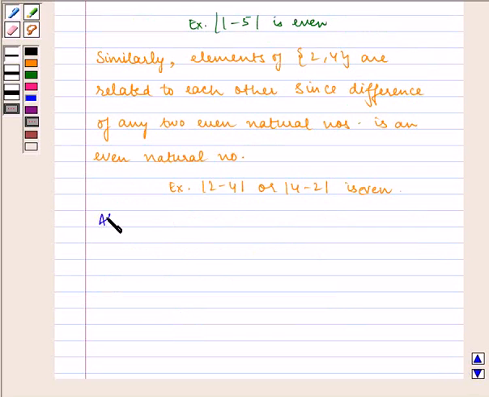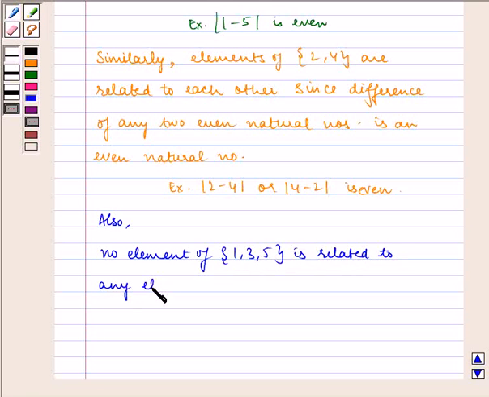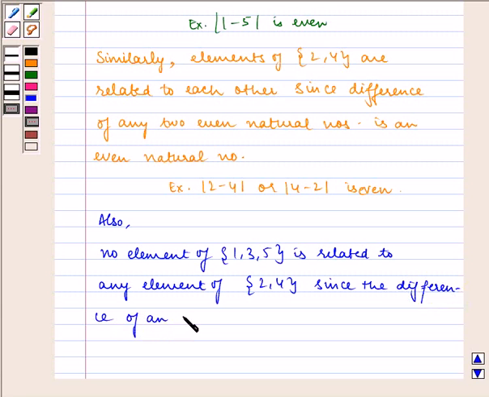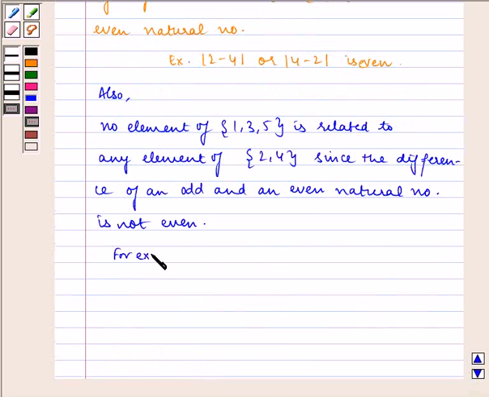Also, no element of the set {1, 3, 5} is related to any element of the set {2, 4} since the difference of an odd and even natural number is not even. For example, |1 − 4| = 3, which is odd.